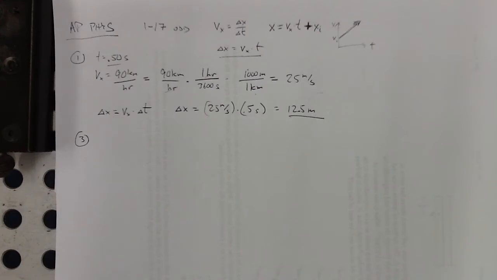Number 3, an automobile travels on a straight road for 40 kilometers at 30 kilometers per hour. It then continues in the same direction for another 40 kilometers at 60 kilometers per hour. What's the average velocity of the car during the full 80 kilometer trip? What's the average speed? And then graph x versus t, indicating how the average velocity is found in the graph.